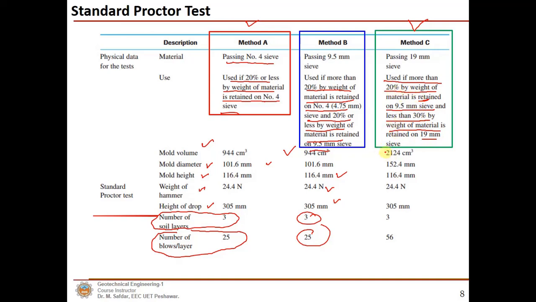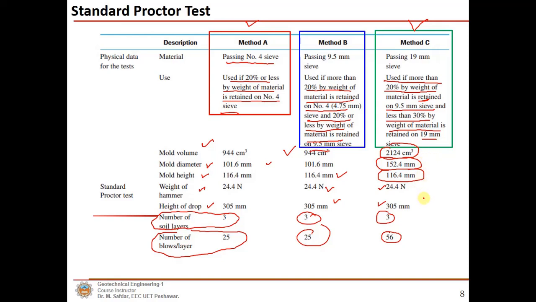You can also notice the change in the mold volume, mold diameter, mold height, weight of hammer, height of drop, and number of layers. But please notice here that the number of blows per layer is 56 in the case of method C, because a larger volume of mold is used here.